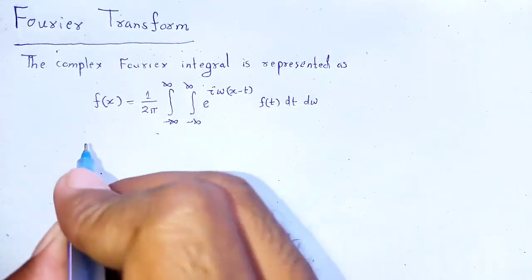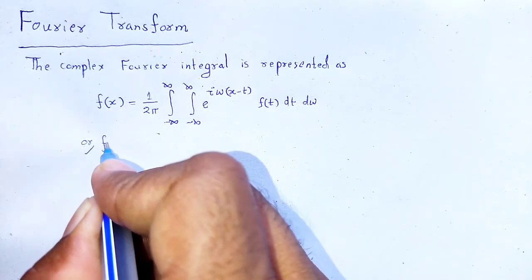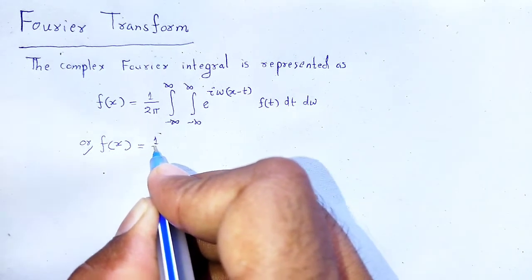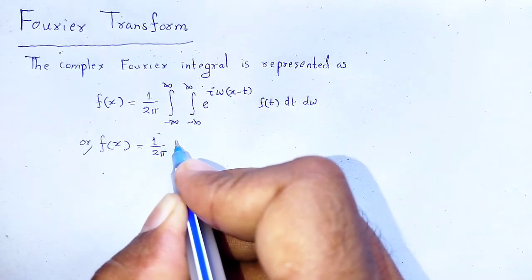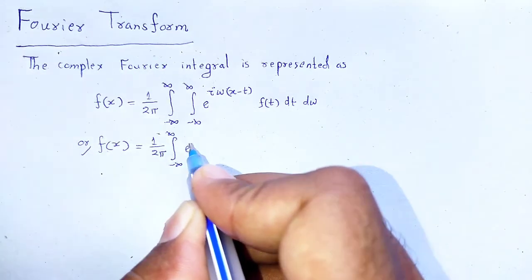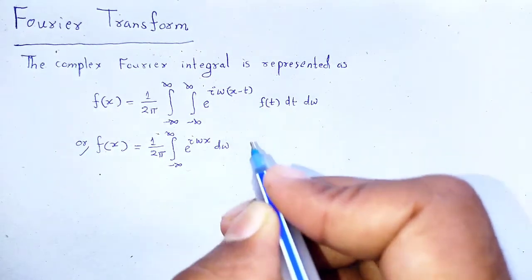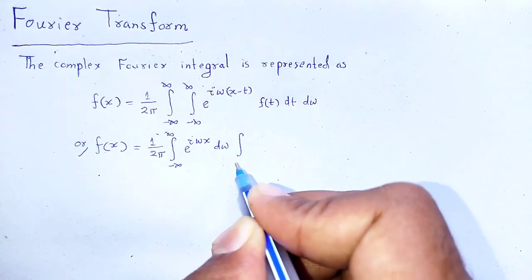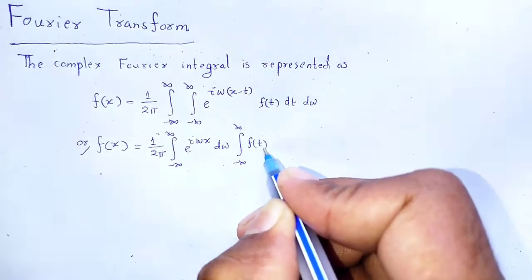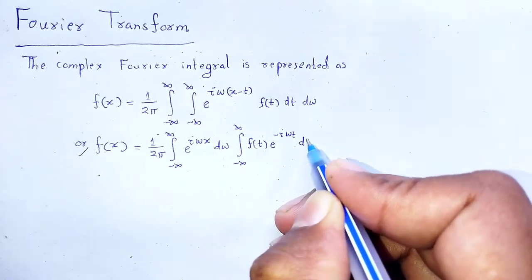We separate the two integrals, the double integration, further retain 1 by 2 pi, integration over minus infinity to plus infinity e to the power i omega x d omega, integration over minus infinity to plus infinity f of t e to the power minus i omega t dt.